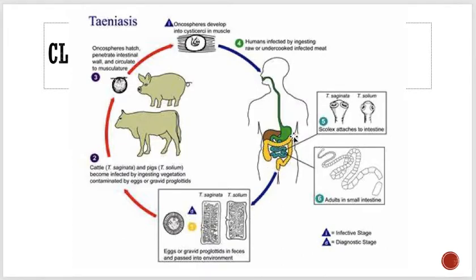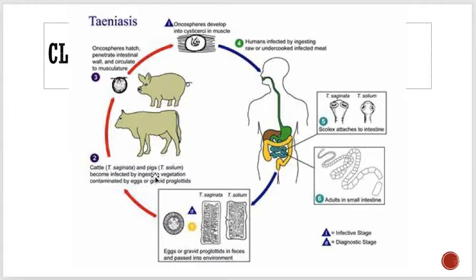The adult worms live in the small intestine of man. In the case of saginata, they are expelled, as I told you, individually, but in the case of solium, they are expelled in the form of a bundle. Once they are released from the humans, these embryonated eggs are passed in the feces, and of course they can contaminate the grass or anything which the animals feed on.